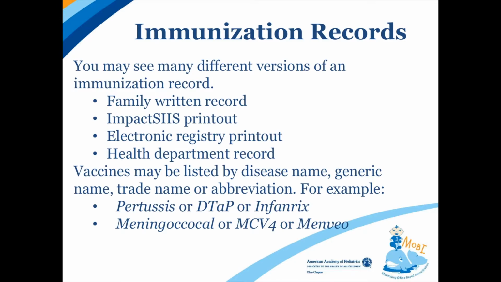electronic health record. Health department records may vary in how they look, and vaccines may be listed by disease name, generic name, trade name, or abbreviation. For example, pertussis is the disease, DTaP is the generic name of the vaccine, and that stands for diphtheria, tetanus, and acellular pertussis. The trade name is a product available, such as Daptacel. So all of these are one and the same. They just may appear differently to you on a record.